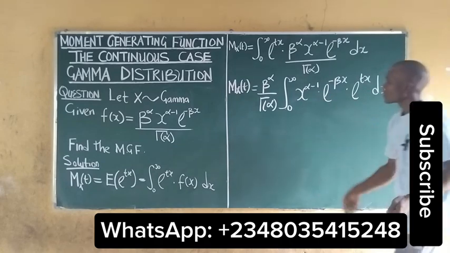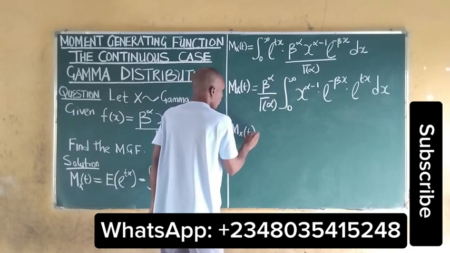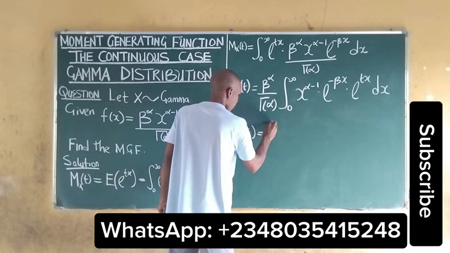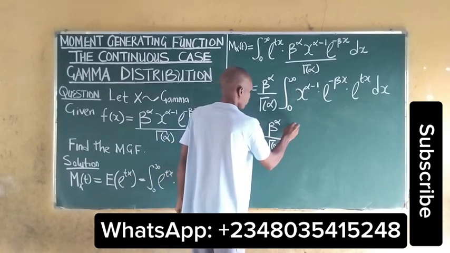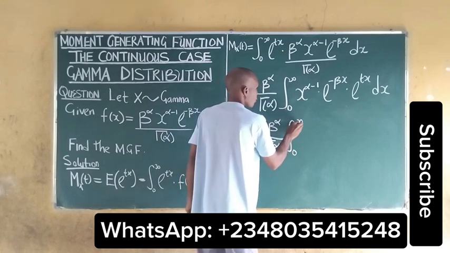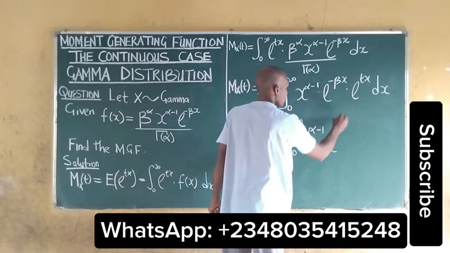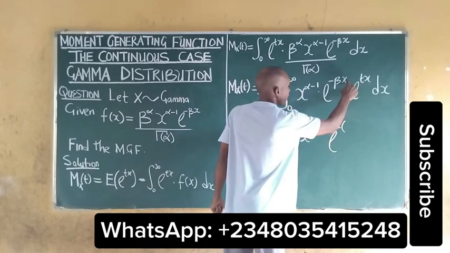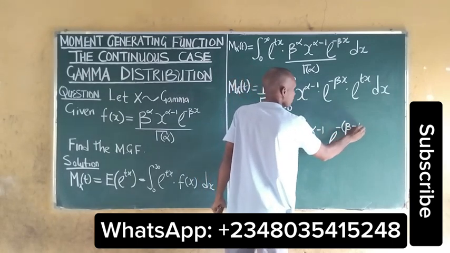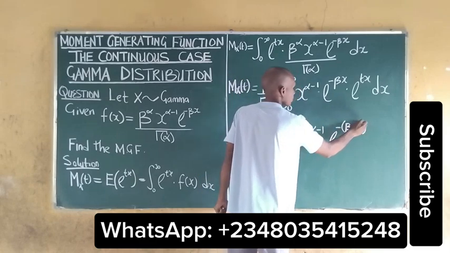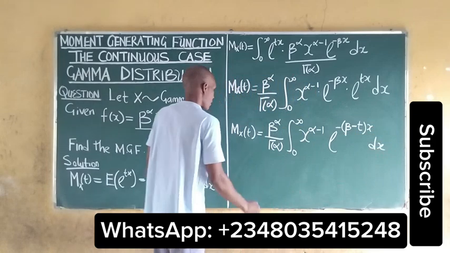We have to combine this. Combining this, we'll get our moment generating function to be beta to the alpha over the gamma function of alpha, times the integral from 0 to infinity of x to the alpha minus 1 times exponential of negative x, and x is common so we bring it out, we say beta minus t, then x dx.